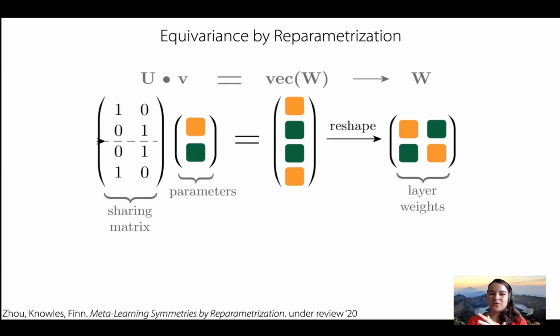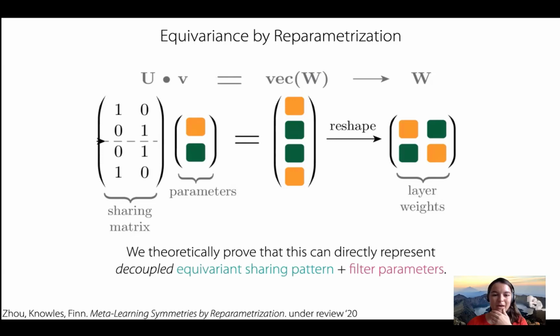Essentially, this is a way to reparameterize, in this case, a fully connected layer, just a matrix, as something that is composed of a smaller number of parameters. Essentially a way to represent different ways of sharing parameters. And it turns out that we can theoretically prove that this reparameterization can directly represent decoupled equivariant sharing patterns and filter parameters. And we can prove this for all group convolutions for finite groups G.